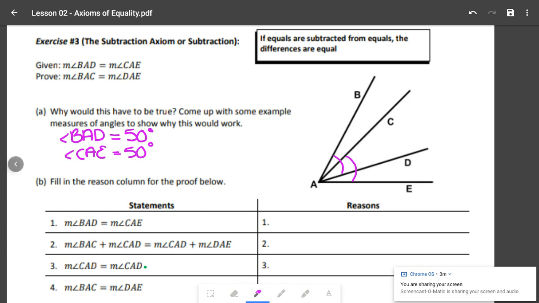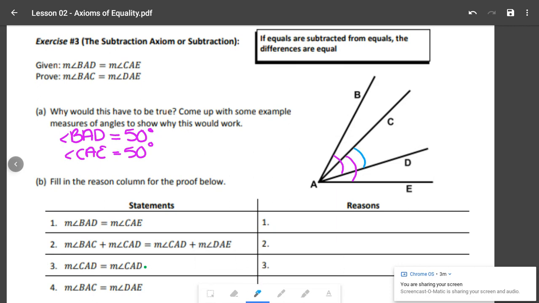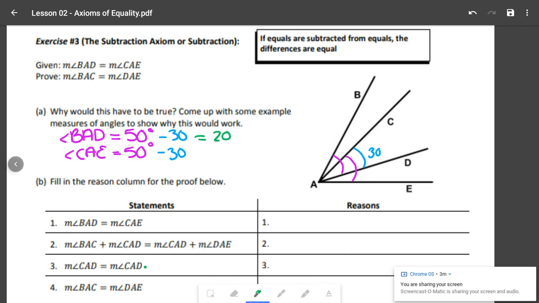Now, if I wanted to find the smaller angle in here, we could give maybe this angle some number. Let's say it was 30 degrees. If I subtract both of them by 30, there's no way I would get a different answer. They would both equal 20 degrees. So we know this would be true. And it's kind of like the property we saw back from the opening exercise.